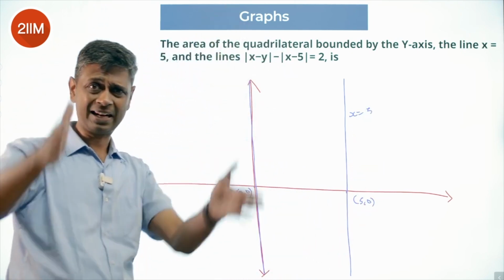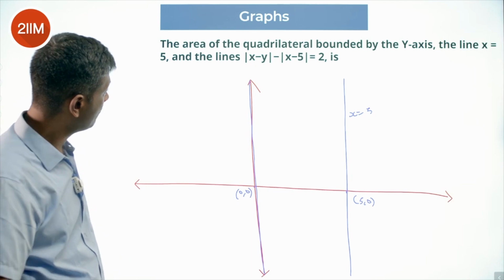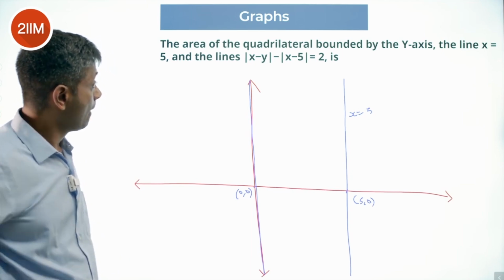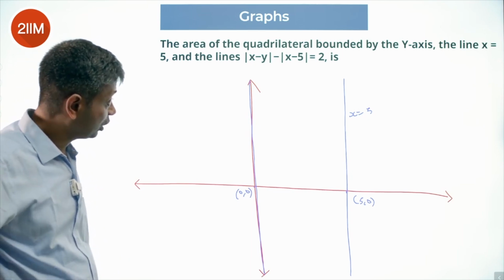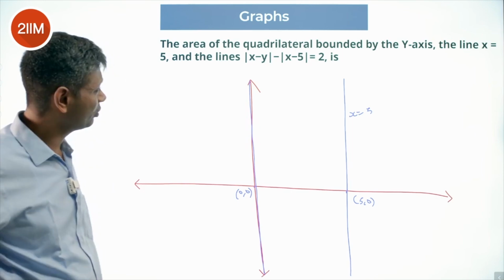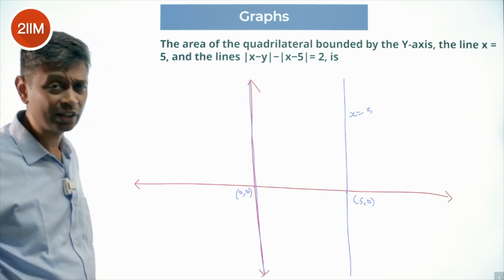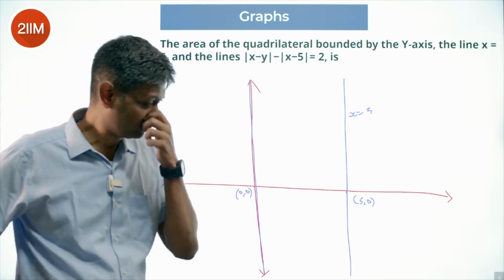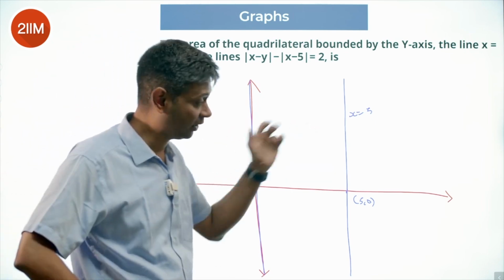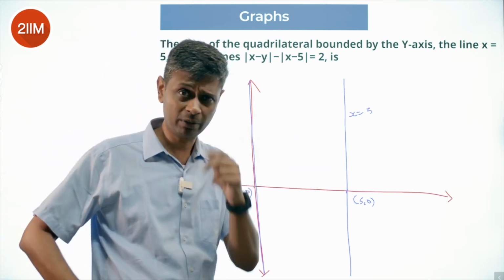These are two parallel tracks. Modulus of x minus y minus modulus of x minus 5 equal to 2. That's the other line. What am I going to do? I'm going to say where does it cut the x-axis, where does it cut the y-axis. Let me get a sense of that. And where does it cut x equal to 5. Let me get a sense of that. And we'll build from there.